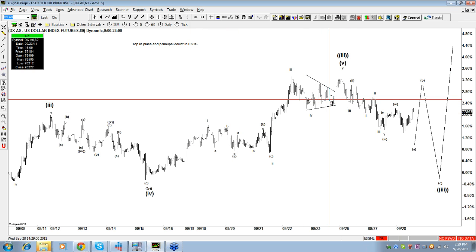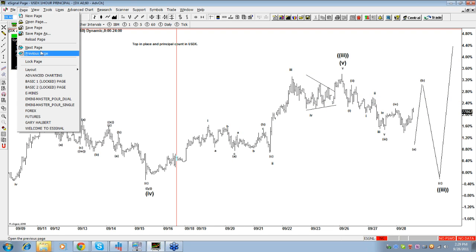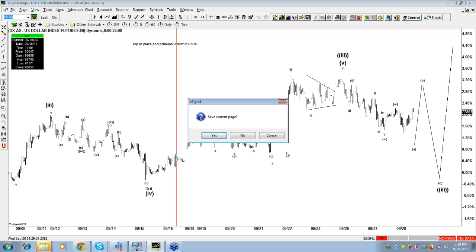Now, that's for the dollar. Now, let's see some metals here that we have in this chart. Let's start with oil.